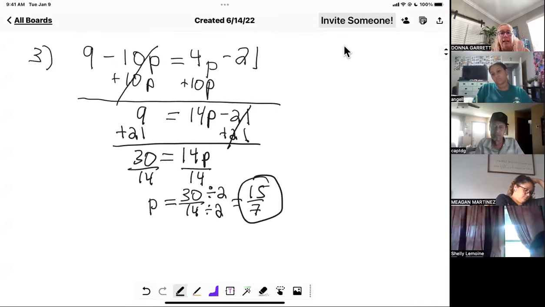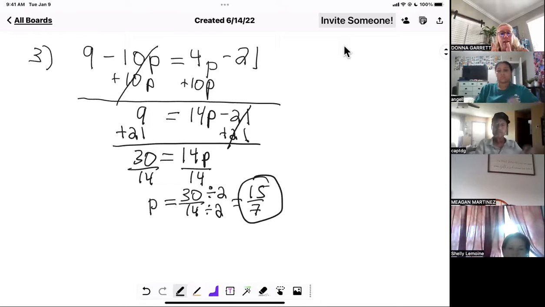So I added 10p to make a positive p on one side. I added 21 to the other side because I want to separate. I want my numbers on one side and my p's on one side. And then I divide by 14 because p wasn't by itself this time. I divide by 14 and I get my answer.